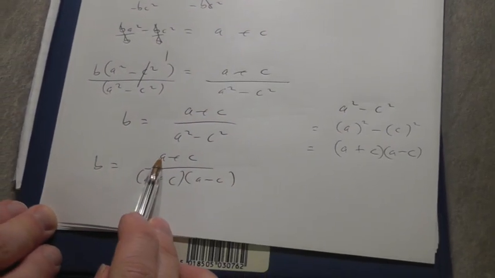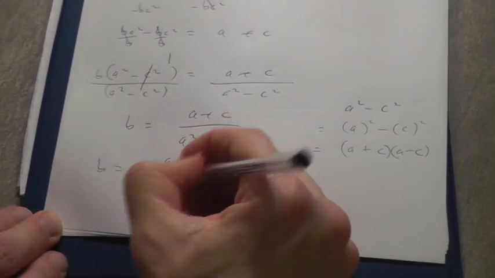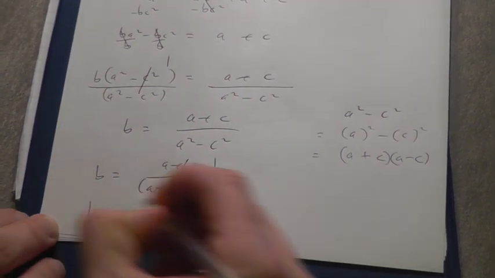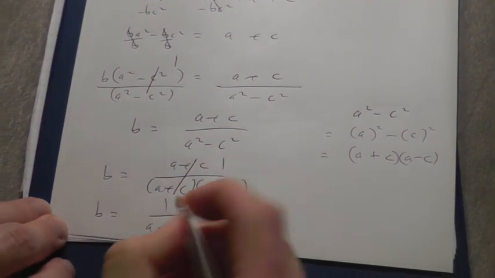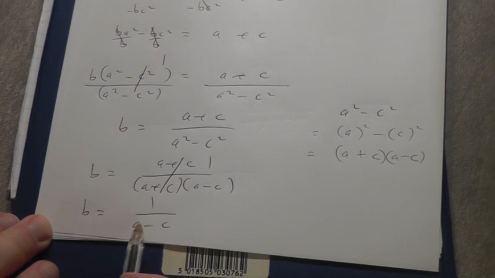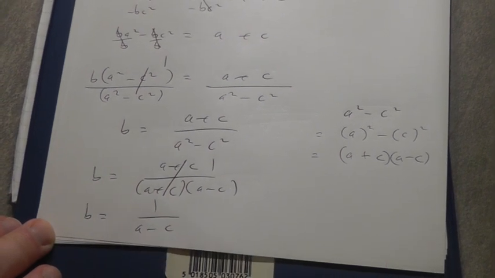And you can see a plus c divided by a plus c, they divide in nicely. You're left with 1, and we are left with what they originally asked us to do. They asked us to show that b was equal to 1 over a minus c, and we have done that. And that is the question completed.